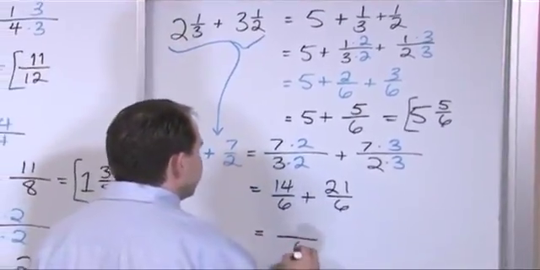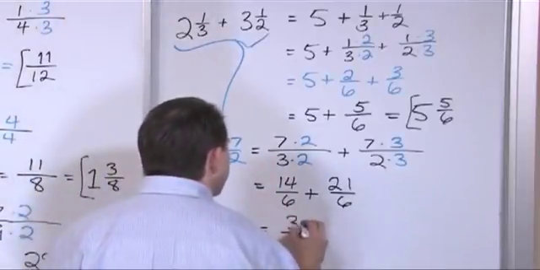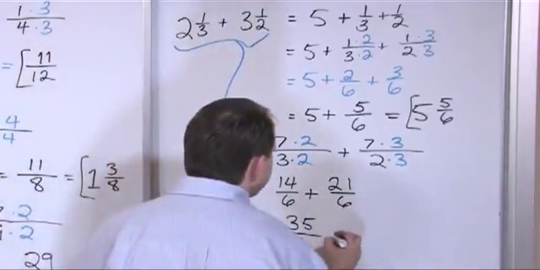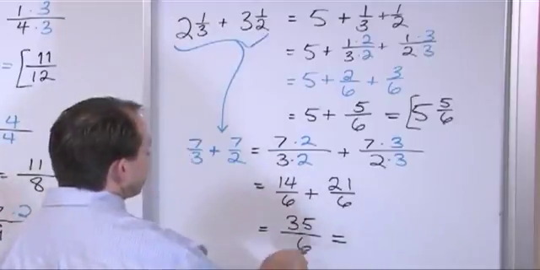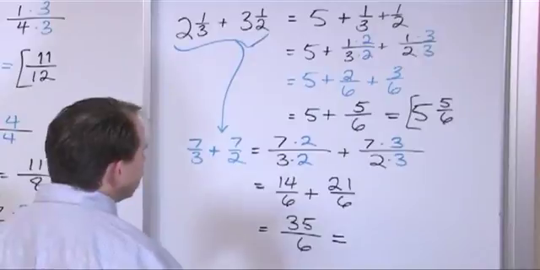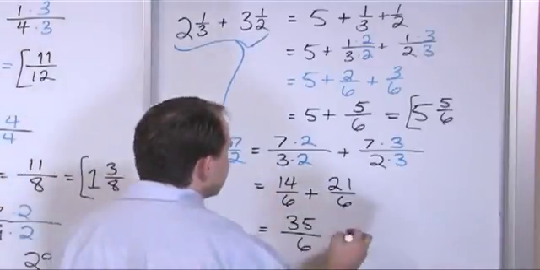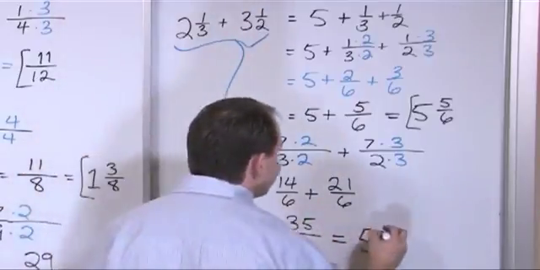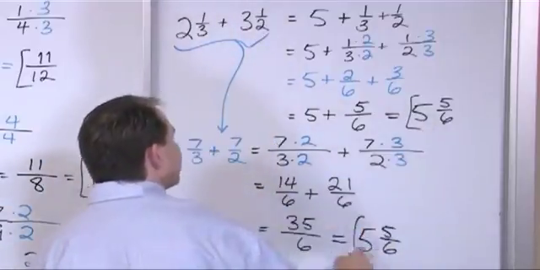So I'll keep it, 6. And 14 plus 21 is 35. So I'll write that down. 14 plus 21 is 35. And then what I'm going to do next is try to simplify this. This is already improper. 6 times 3 is 18. 6 times 4 is 24. 6 times 5 is 30. 6 times 6 is 36. So it looks like it can go 5 times. 6 times 5 is 30. The difference between 30 and 35 is 5. I always write it over 6. 5 and 5/6. Look, you get the same answer in both cases.